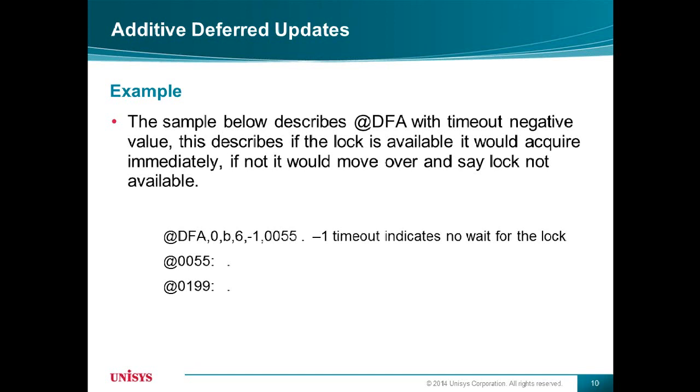The example describes the DFA with a negative timeout. The negative timeout value indicates it would not wait any time. It would basically acquire the lock immediately. If it's not available, then it would fall back to the label and go to the error routine. Similarly, we can specify a timeout value of 0 that indicates an unlimited timeout, and with a positive value, it would wait for the specified timeout interval.